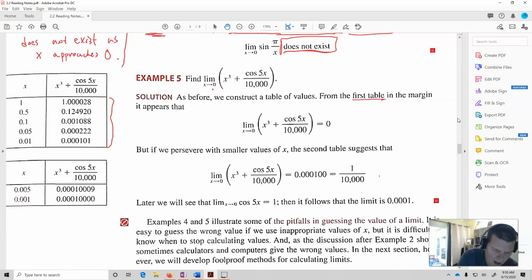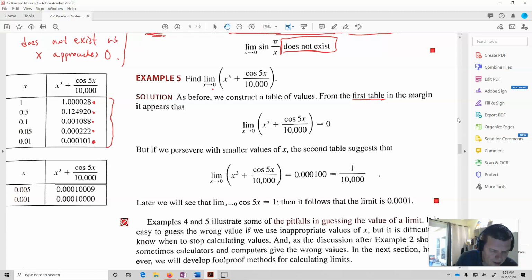I see, at 1, I have 1 point, this number right here. At 0.5, I have 0.124920. At 0.1, I have 0.001088. At 0.05, I now get down to 0.000222. And now I should be thinking to myself, well, they're getting smaller and smaller. As my x's approach 0, the values for f of x are getting smaller. Maybe it's approaching 0, right?